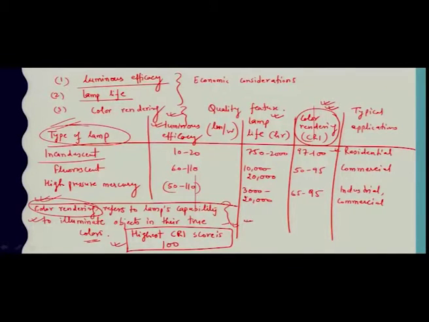Unfortunately, there is somewhat of a negative correlation between CRI and luminous efficacy. An incandescent lamp gives very good color rendering, that is 97 to 100, but its efficacy or efficiency is very poor, as you can see from this particular table. So an incandescent lamp will give you the true color, but its efficiency is very low. This is somewhat of an estimation that has been done, and I have put it for your knowledge.